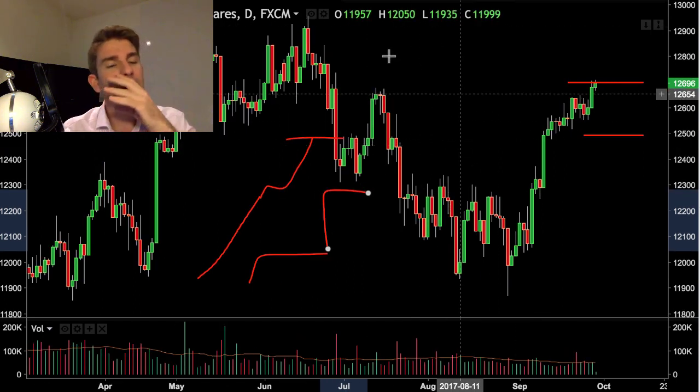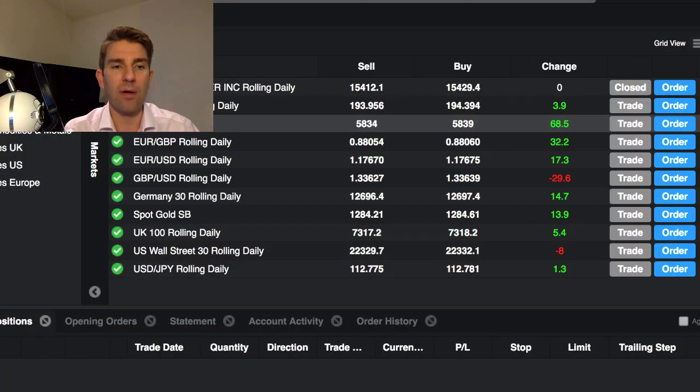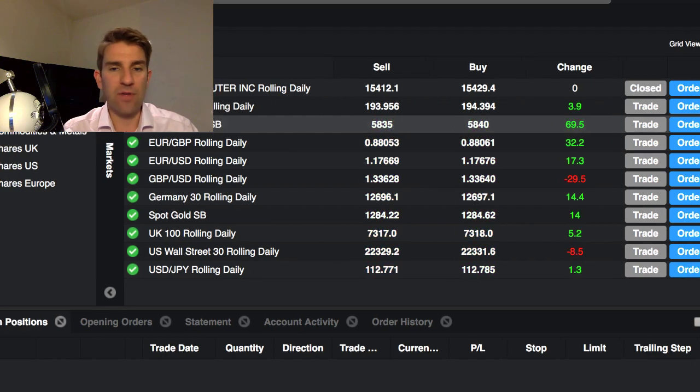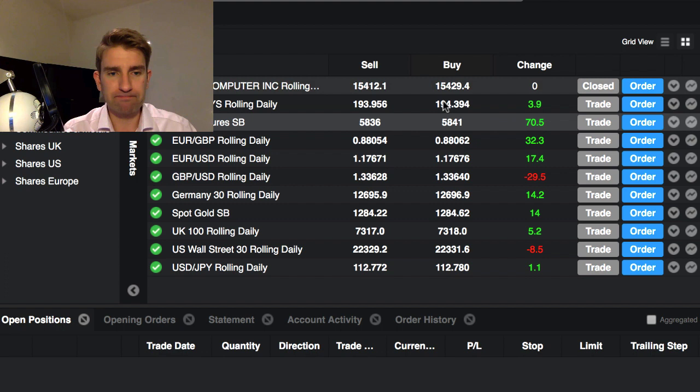So let's look at this example. Let's move on to the InterTrader platform, stick this trade in and see exactly how it would work. Alright guys, hopefully you can see that. Let me try and squash this up a little bit more so you can see what's going on.